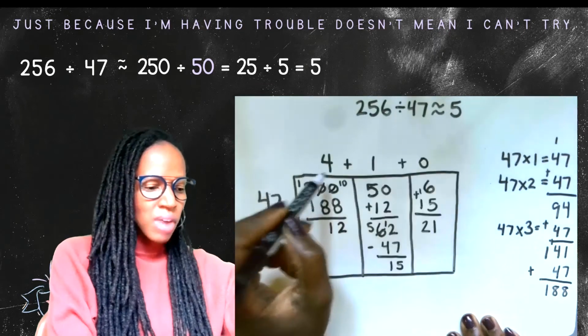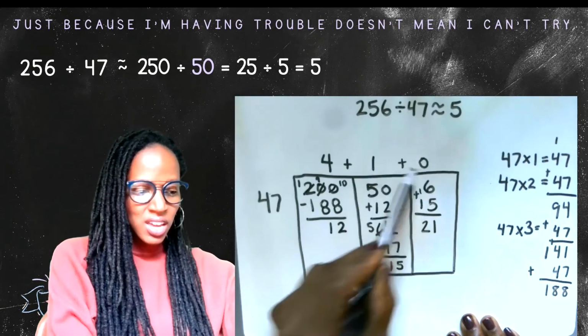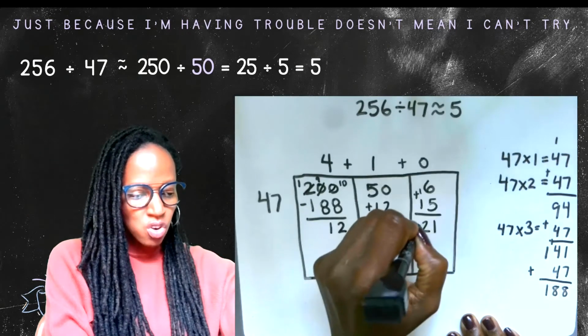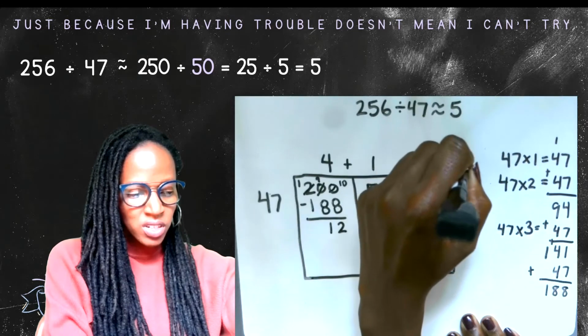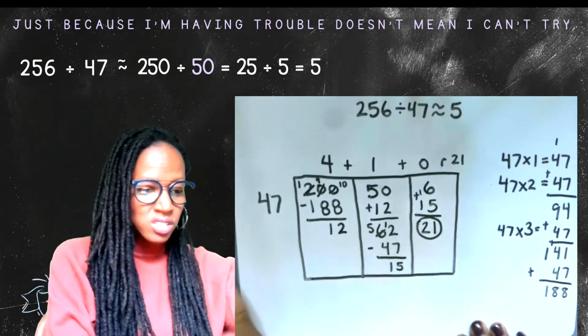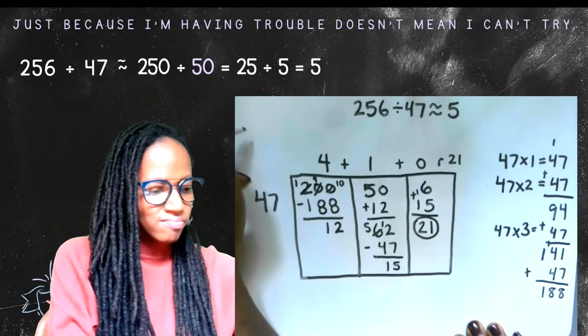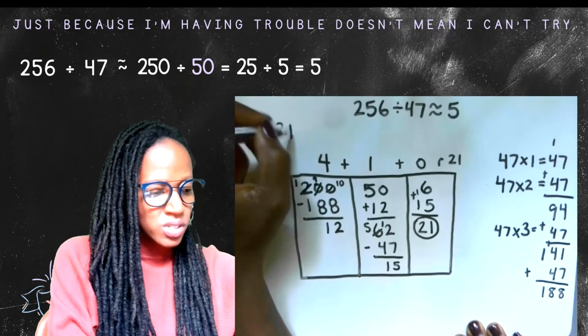So what I would end up having is a group of 5. 4 plus 1 is 5. With a remainder, I'm going to circle my remainder, a remainder of 21. So my actual answer, my quotient, would be 5 with a remainder of 21.